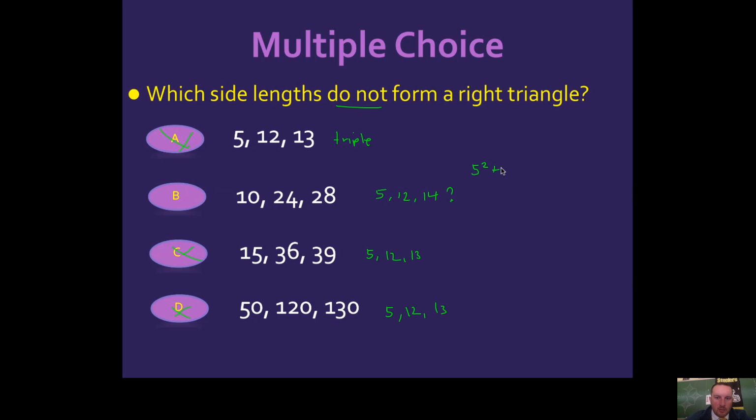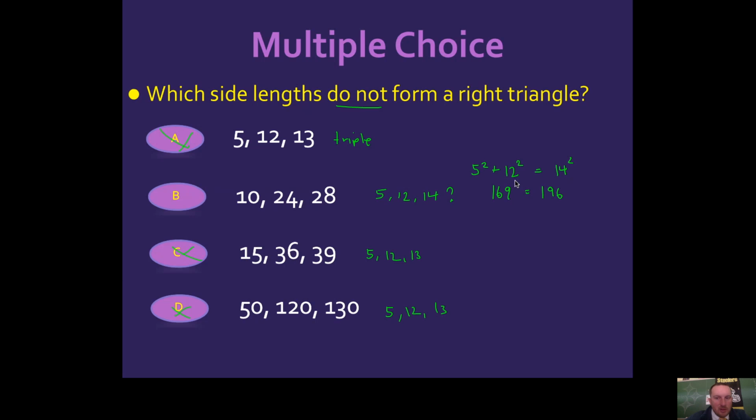5 squared plus 12 squared equals a number. 14 squared equals a number. Do these two numbers equal each other? Well, 5, 12, 13 is a triple. That means 5 squared plus 12 squared is the same thing as 13 squared. And I know that 13 squared is 169. 14 squared, however, is 196.